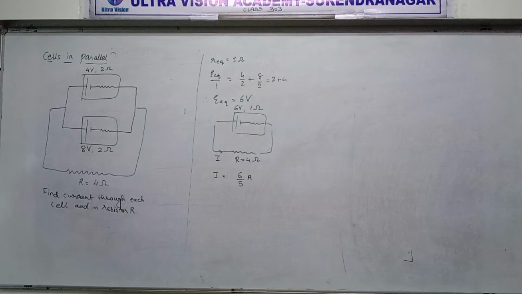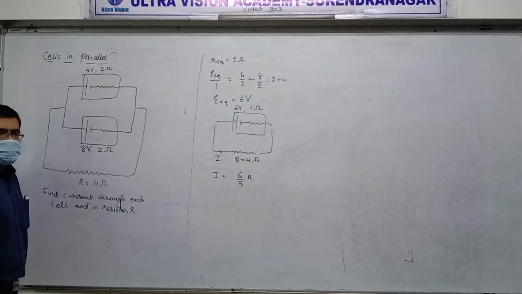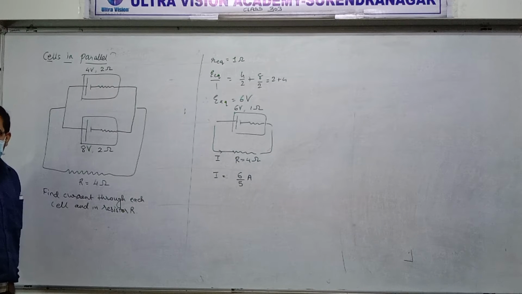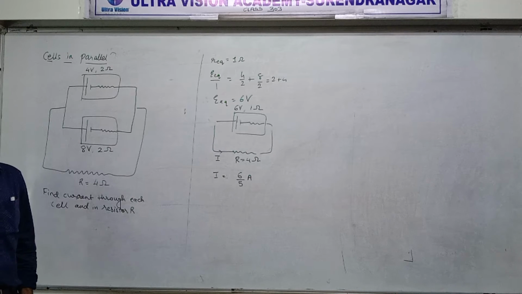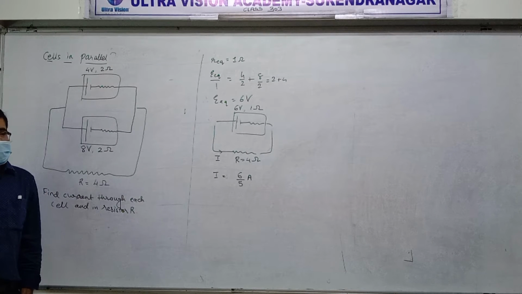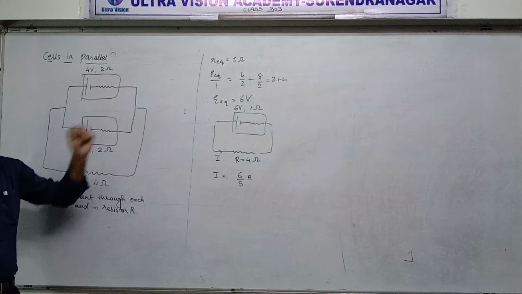How will you do it? V equal to epsilon minus I r. The value of V is the same, but how much? The value of V is 6 volt. Is V terminal voltage or EMF? V is terminal voltage, not EMF. I forgot the symbols. V is terminal voltage, it's not EMF. So cover terminal voltage.